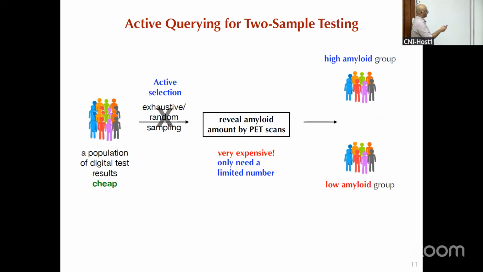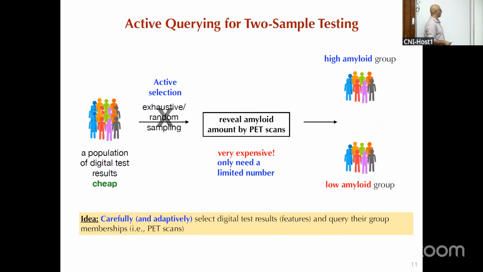And here, to reveal the amyloid amount by the PET scans, like I said, it's very expensive. Instead, what you do is you only do this for a limited number of people. Right? Because you're using this sort of active querying, you can reveal this only for a few people. And then again, you split it into this high amyloid and low amyloid group. And with this, the question is, can you do a two-sample test? Okay. Any questions about this, about the setup?